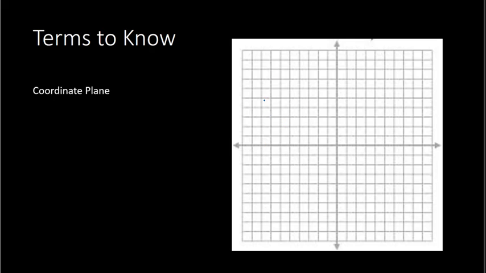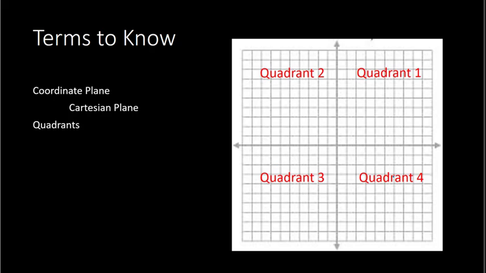So this is a coordinate plane, and another term we give to this is sometimes called the Cartesian plane. And that is named after René Descartes. So Cartesian for Descartes. So on the Cartesian plane, or on the coordinate plane, we have what is called quadrants. So quadrants are each part of this coordinate plane. So we see this is divided into 4 little squares. So each square is called a quadrant.